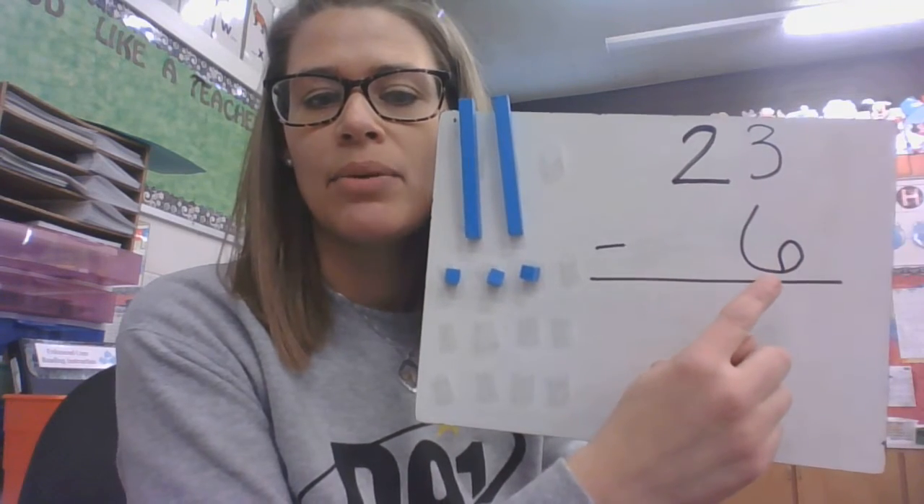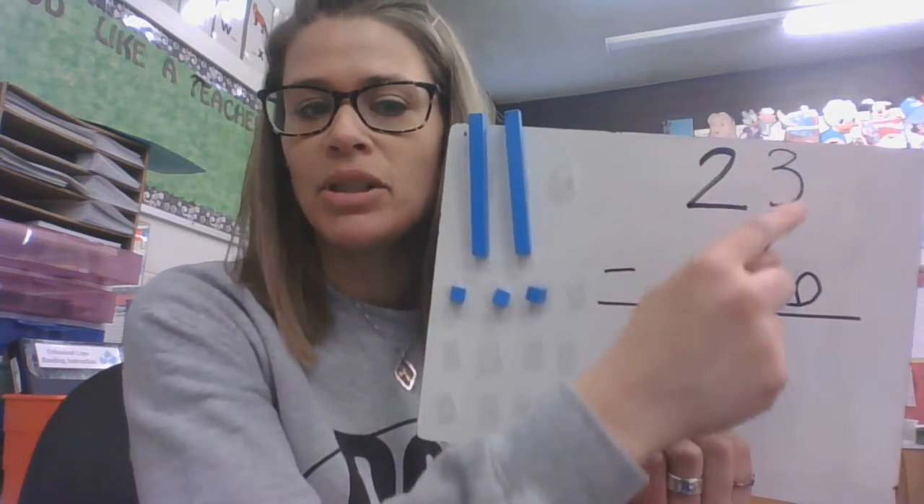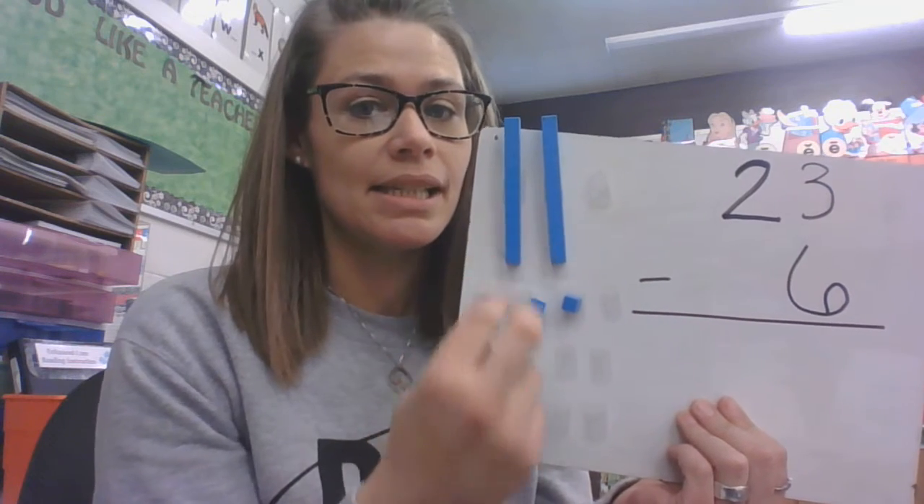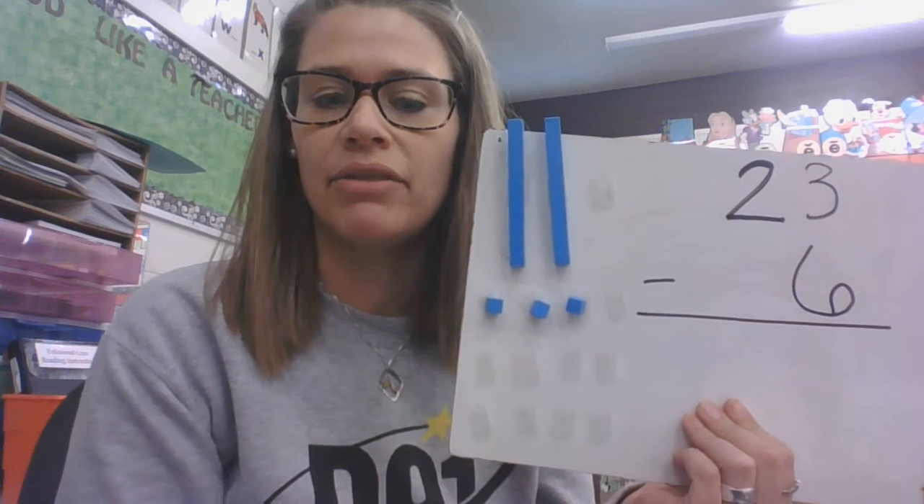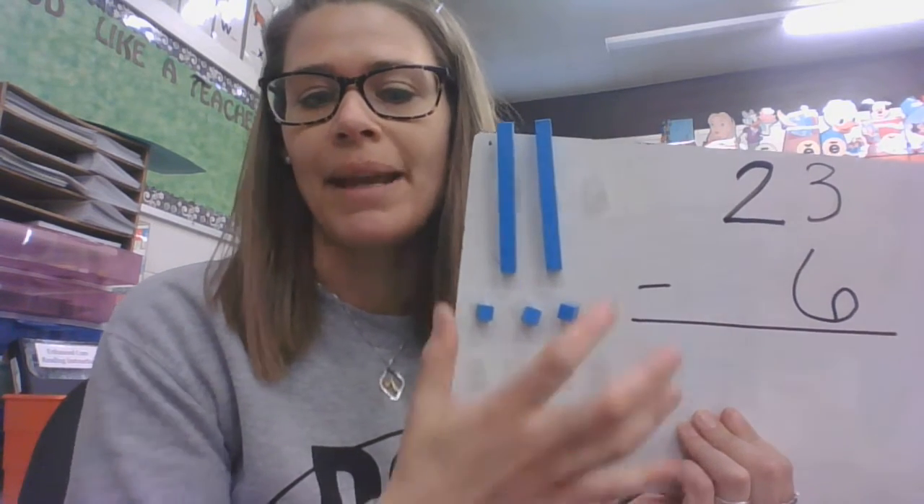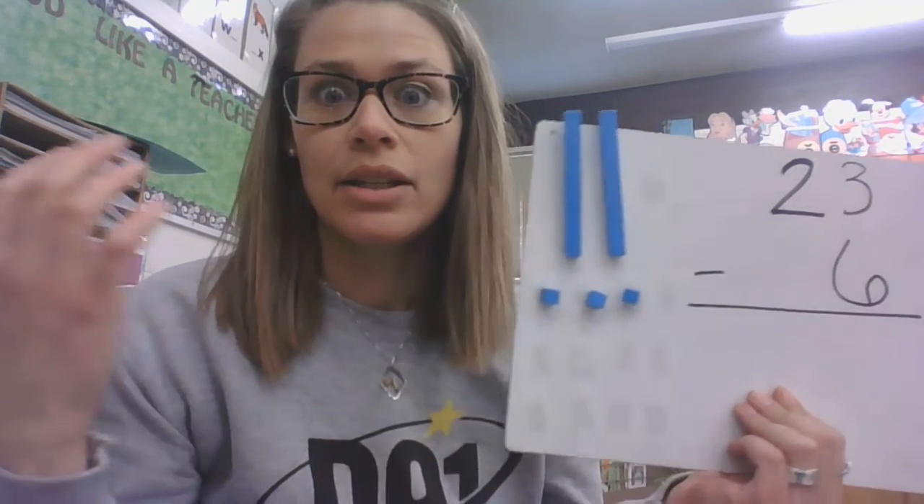And I'm going to take away 6. But remember 6 is on this side, so I'm not taking away 6 tens. I'm just taking away the number 6. But looking right here, I only have 3 ones. So I have a problem. I can't take 6 away. So what am I going to do?